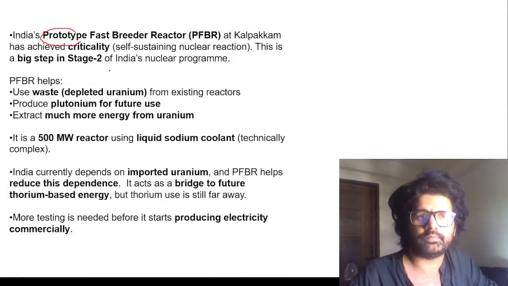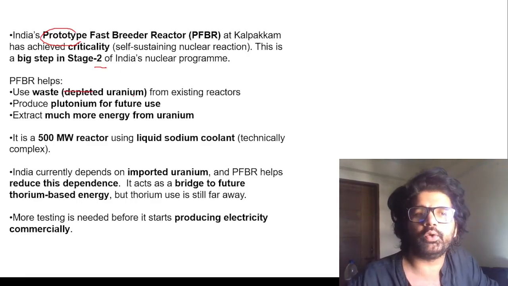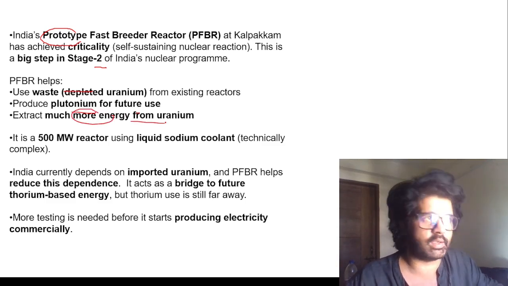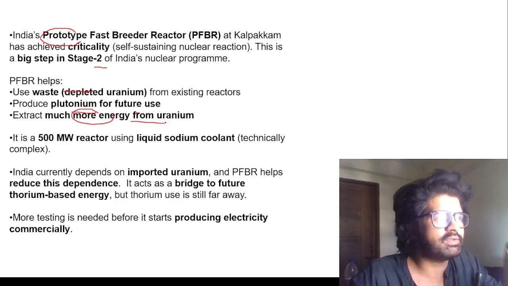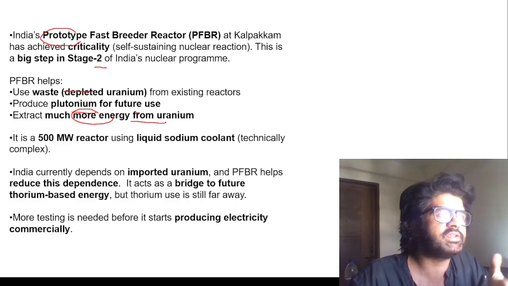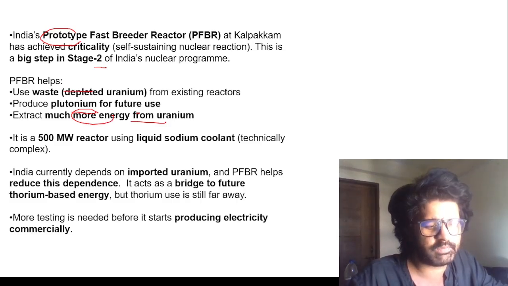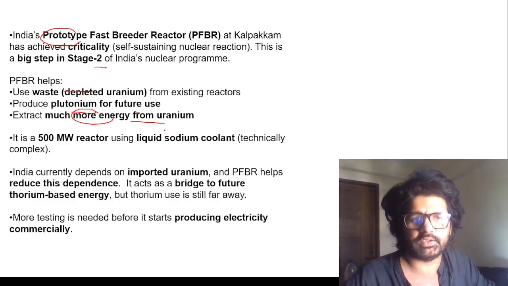So you can see here we are doing the prototype of the second stage, which will use depleted uranium, produce plutonium for future use, and extract much more energy from uranium. Currently, the pressurized heavy water reactor is using natural uranium, which has more than 99% uranium 238, which is useless, so a lot of wastage happens. Not much energy we get, but when you use plutonium and leftover uranium to produce energy, that will produce much more energy than the first stage.